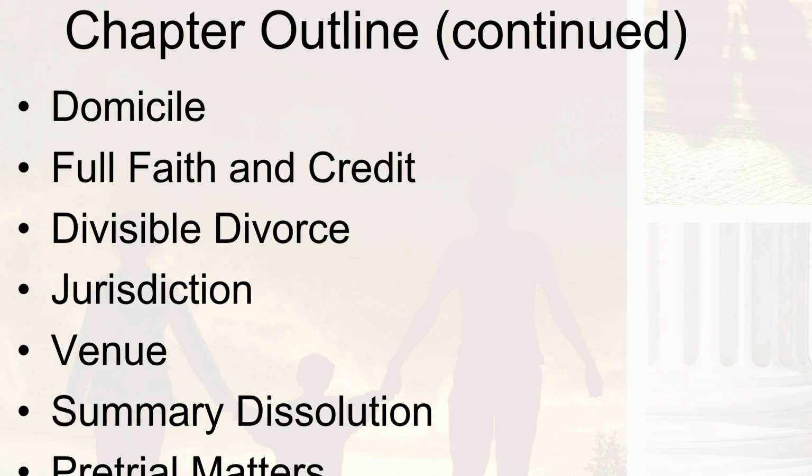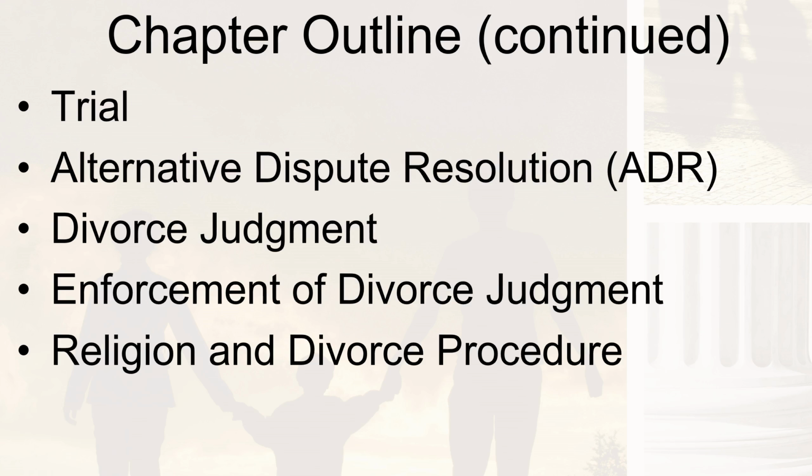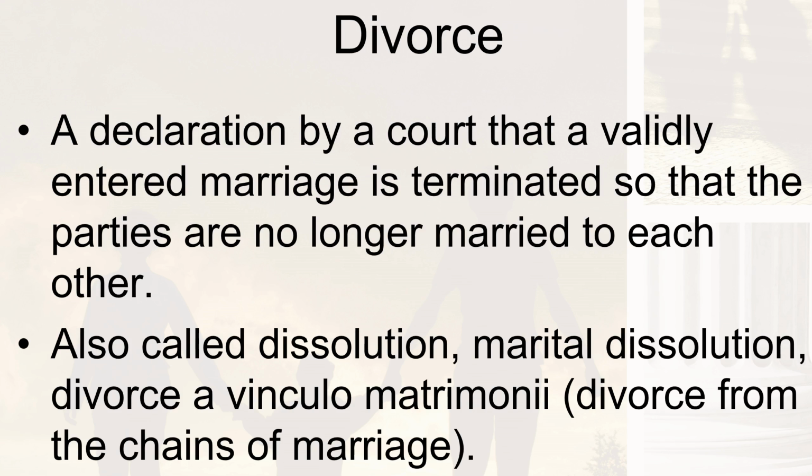covering domicile, full faith and credit clause, which we've heard of in previous weeks, divisible divorce, jurisdiction, venue, summary dissolution, pretrial matters, trial, alternative dispute resolution, which we've also covered briefly during the week on ethics, divorce judgment, enforcement of a divorce judgment, and then finally, we'll touch on religion and divorce procedure.